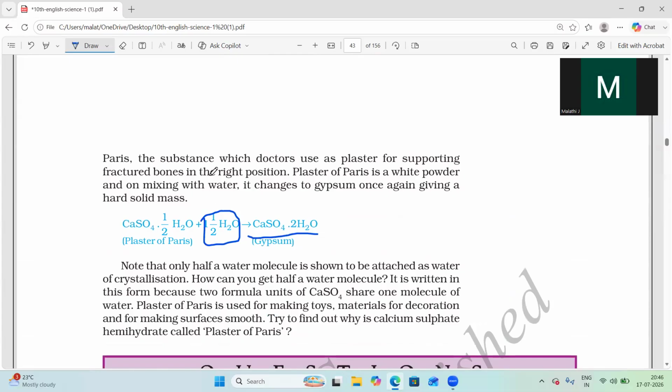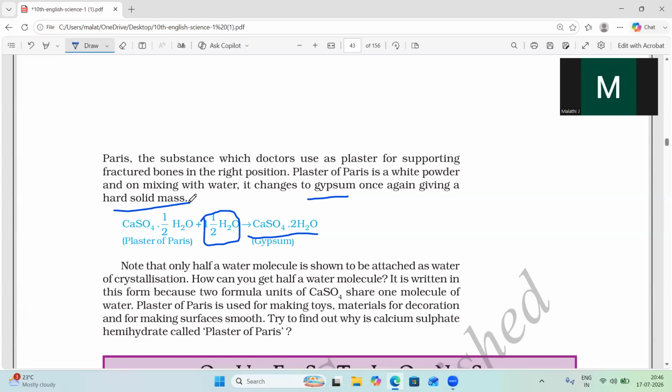That is, the substance which doctors use for supporting fractured bones in the right position is plaster of Paris. Plaster of Paris is a white powder. When it is mixed with water, it becomes hard and changes into gypsum. So again it gives a hard solid mass. That is why we use it for fractured bones, because it is a very hard substance.